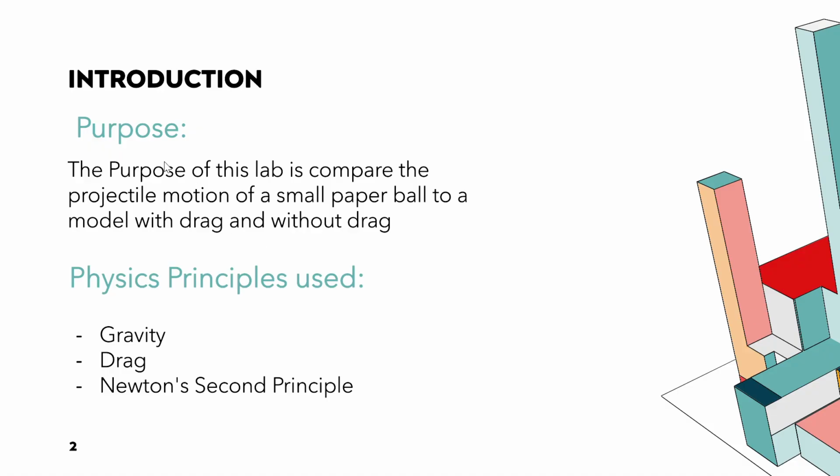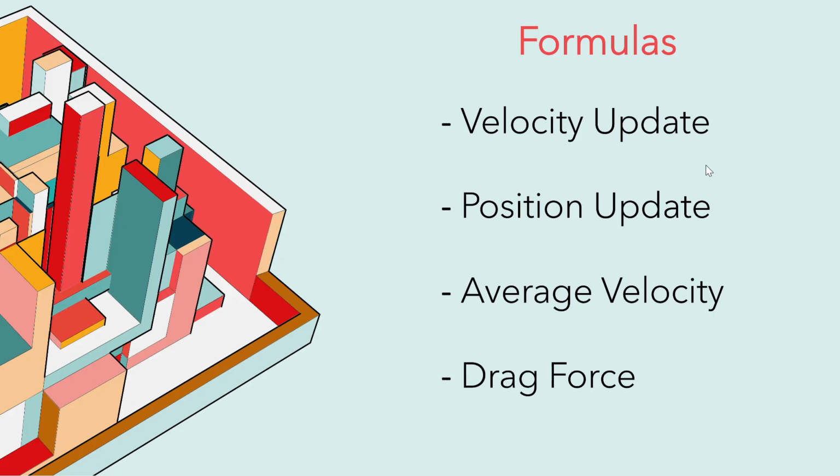So the purpose of this lab is to compare the projectile motion of a small paper ball to a model with drag and without drag. And the physics principles that will be used are gravity, drag, and Newton's second principle. The formulas that were used were the velocity update, position update, the average velocity, and the drag force.